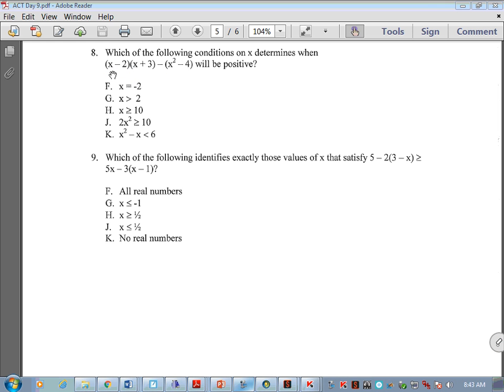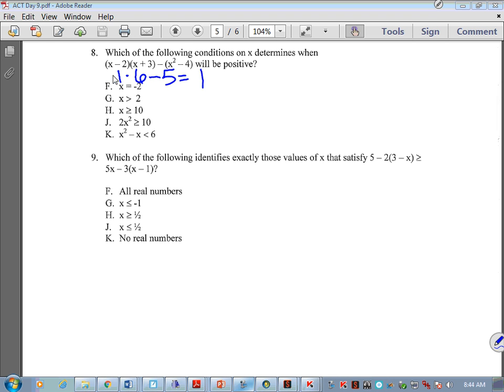Okay? G says when x is greater than 2. Well, let's pick a number that's greater than 2. What's a number greater than 2? 3. So what's 3 minus 2? 1. Okay. And what's 3 plus 3? 6. So I'm getting 1 times 6. What's 3 squared? 9. 9 minus 4 is 5. Okay, so 1 times 6 is 6. 6 minus 5 is 1. Okay, so all of that equals 1. 0 is still kind of technically a positive number, but 1 is positive.